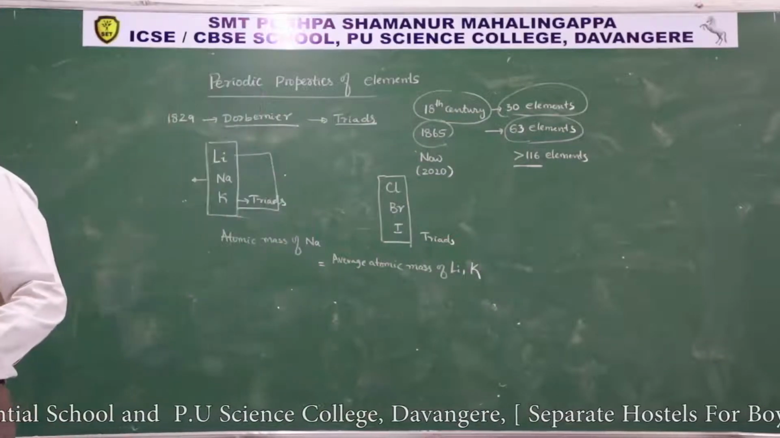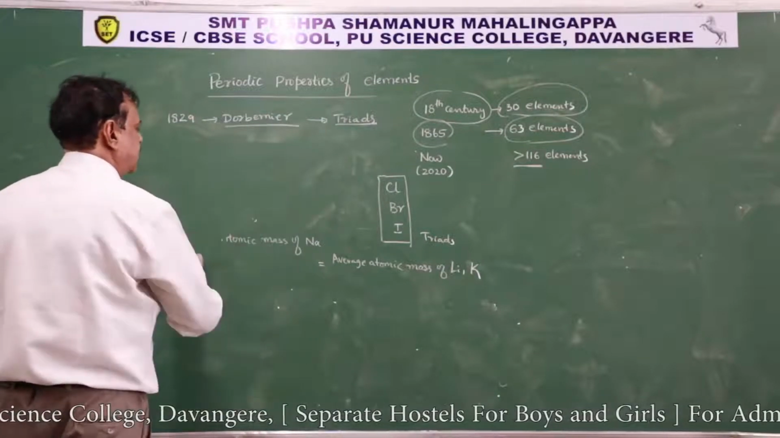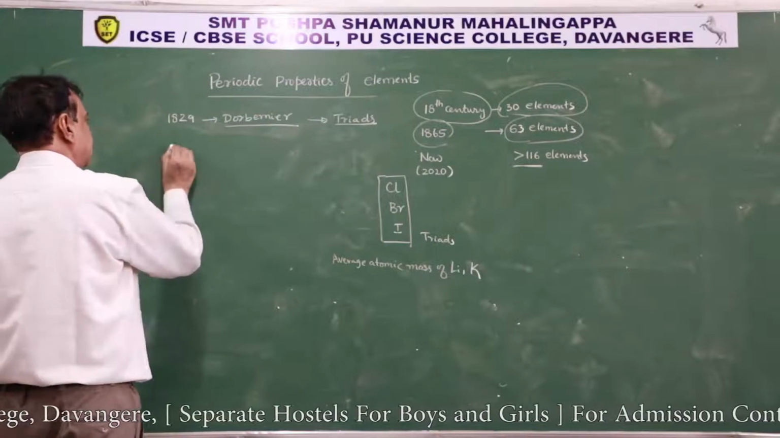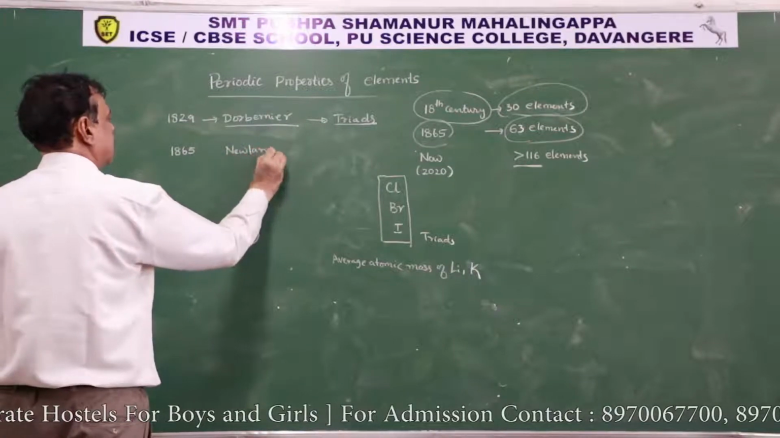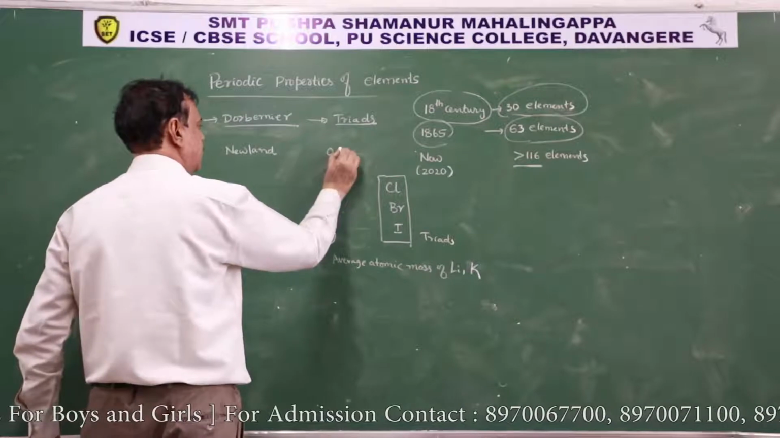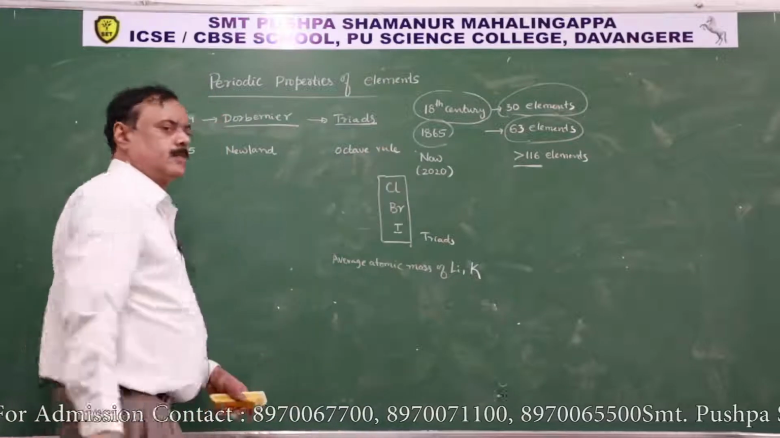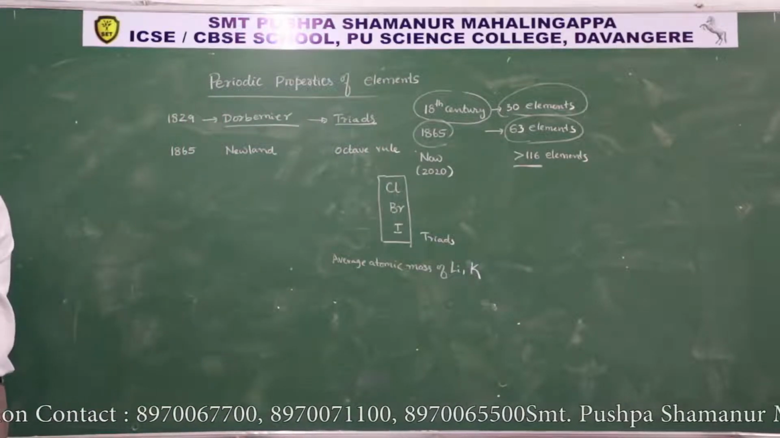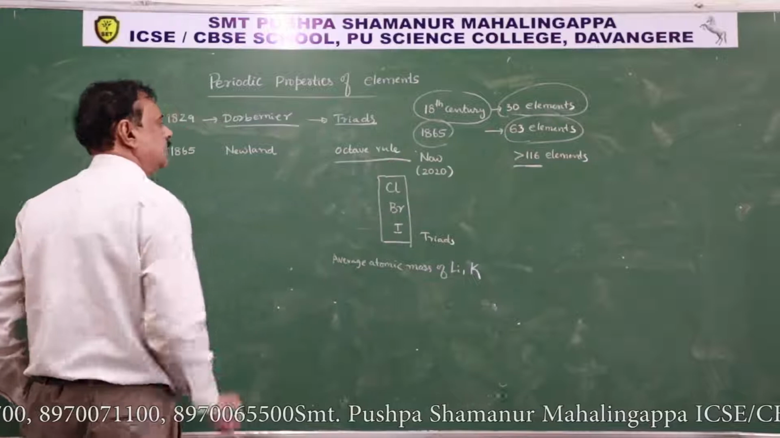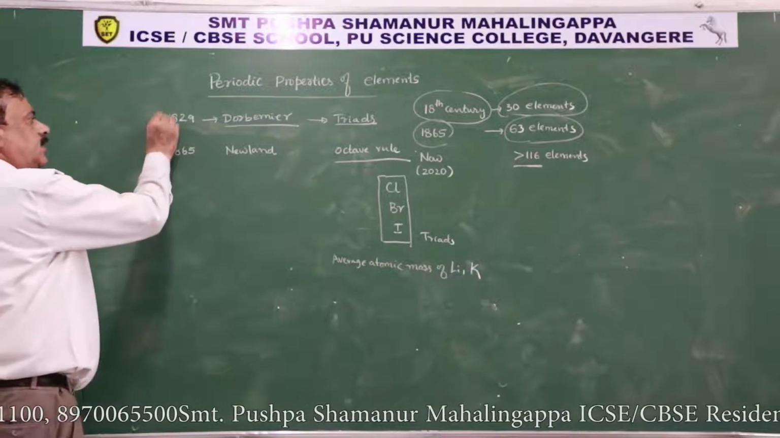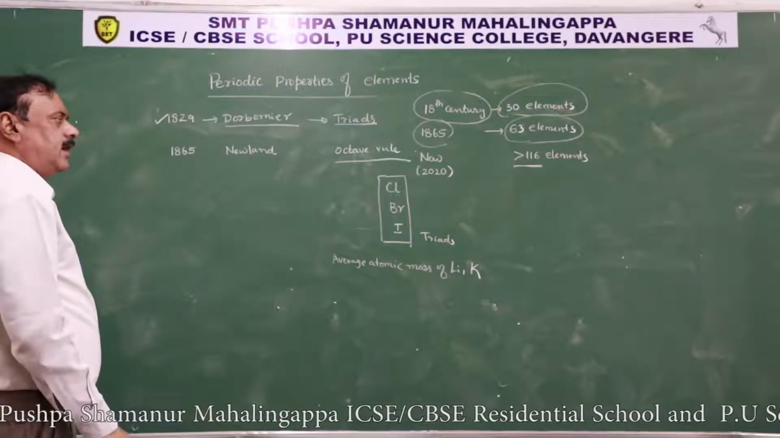But in 1865, Newlands proposed the octave rule, the new law of octaves. In 1829, Dobereiner proposed the triad rule. In 1865, Newlands proposed the octave rule.